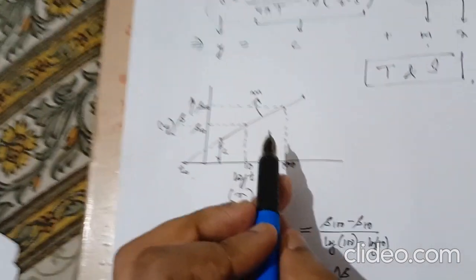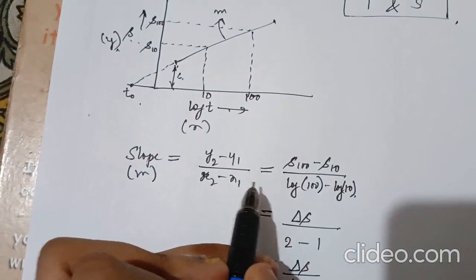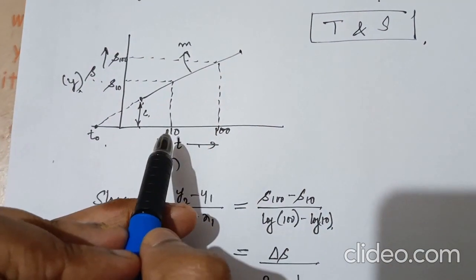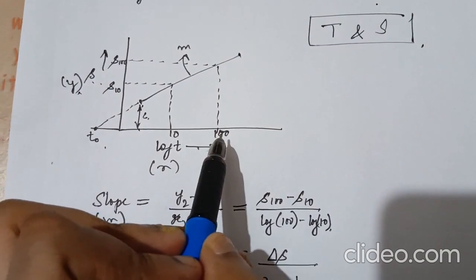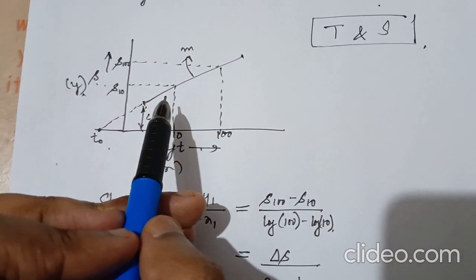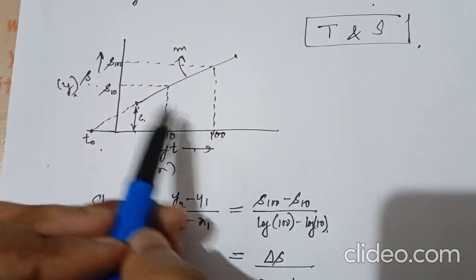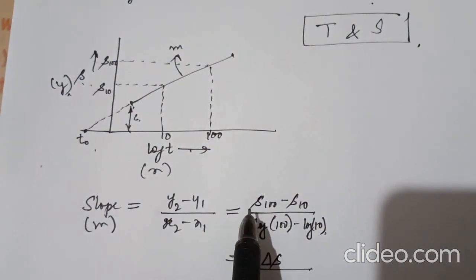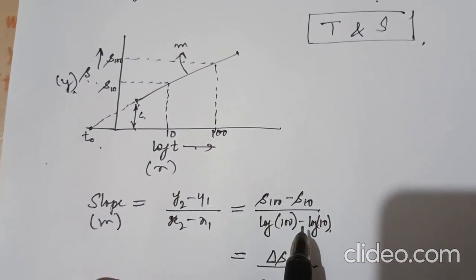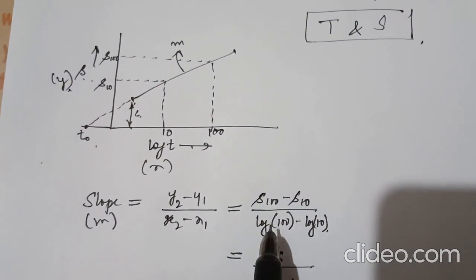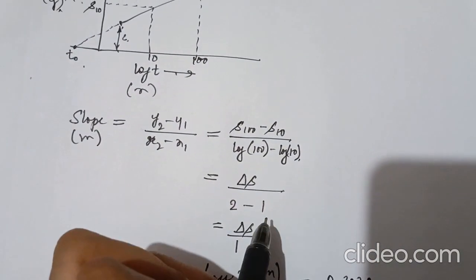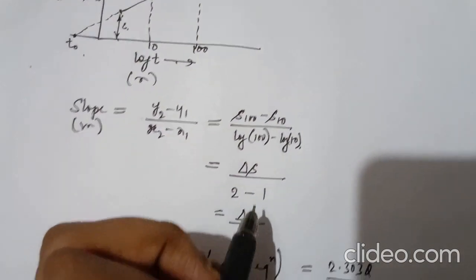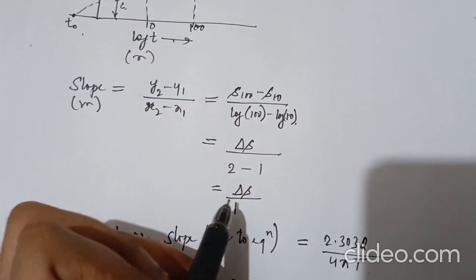We know one thing, that slope is always equal to y2 minus y1 upon x2 minus x1. So we can write it as, if our x1 is this and x2 is this, y1 is this and y2 is this, we can put the values: s100 minus s10 upon log 100 minus log 10. We know log 100 equal to 2 and log 10 is 1. 2 minus 1 is 1, and the numerator we can write as del s. So our slope will be equal to del s only.